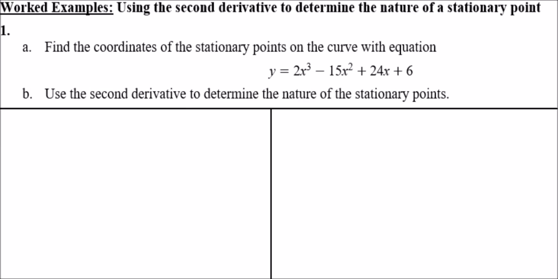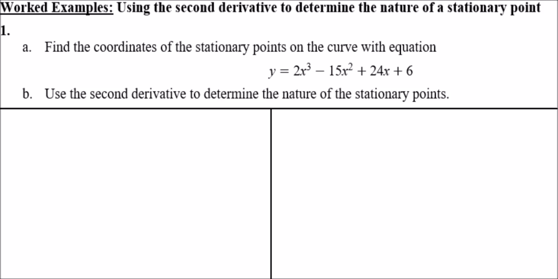That was a bit of a mouthful, wasn't it? So it'll help if I give you a couple of extra worked examples to get your head around. So question 1 part A of this next batch of worked examples. We've got here this function, y equals 2x cubed minus 15x squared plus 24x plus 6. And we need to find the coordinates of the stationary points on that curve.